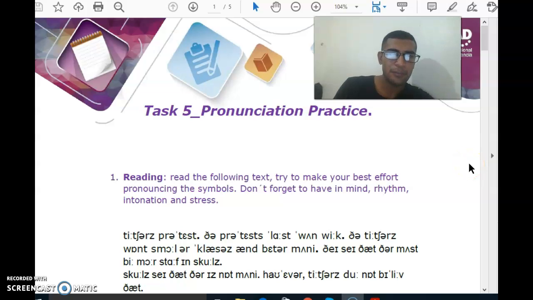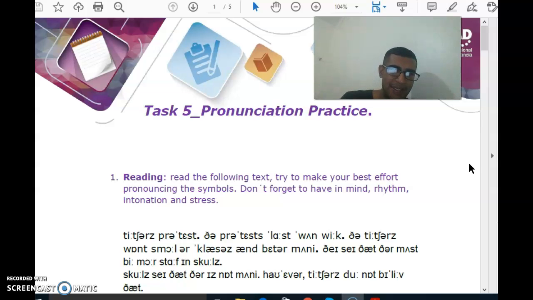Hi everyone. In this exercise, I developed the task 5 pronunciation practice. Step 1, reading. Read the following text. Try to make your best effort pronouncing the symbols. Don't forget to have in mind rhythm, intonation, and stress.